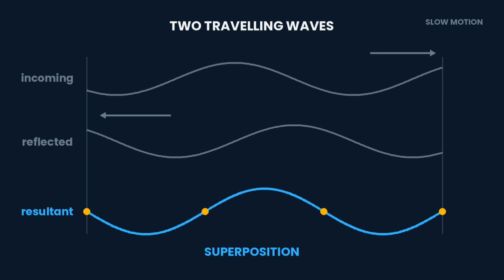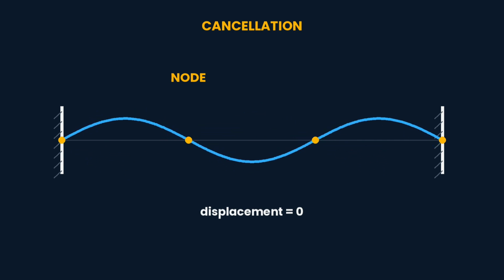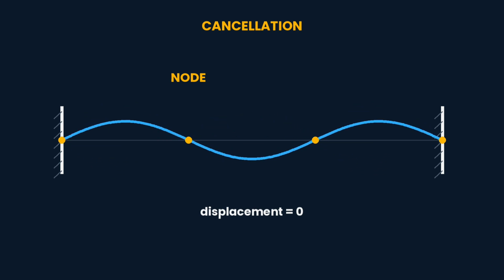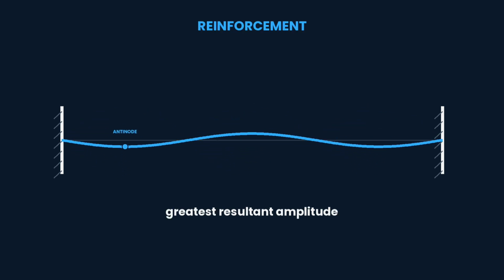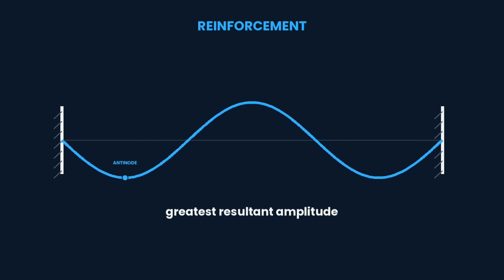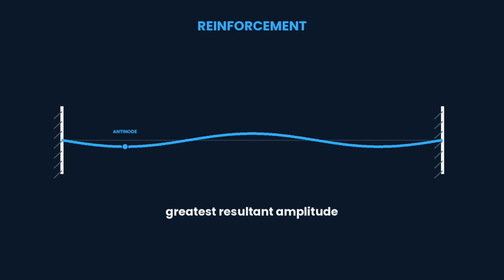This point-by-point addition is called superposition. Where the two waves always arrive in antiphase, their displacements cancel. Those fixed points are nodes, and their displacement is always zero. Midway between adjacent nodes, the two waves arrive in phase and therefore reinforce each other. We call these antinodes, where the resultant has its greatest amplitude.